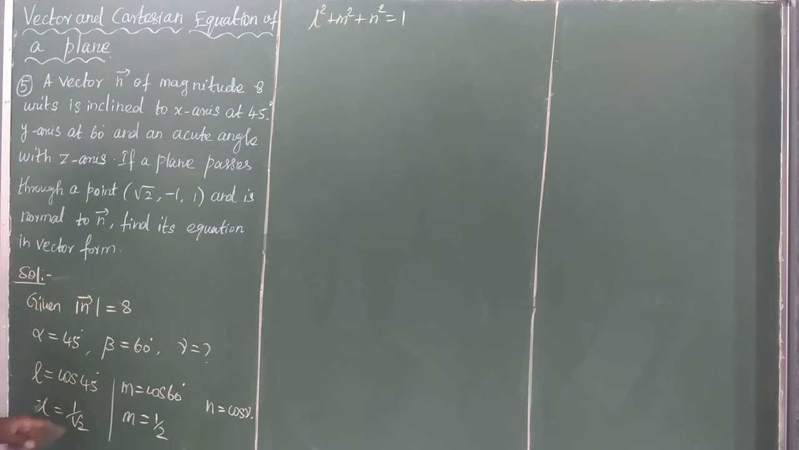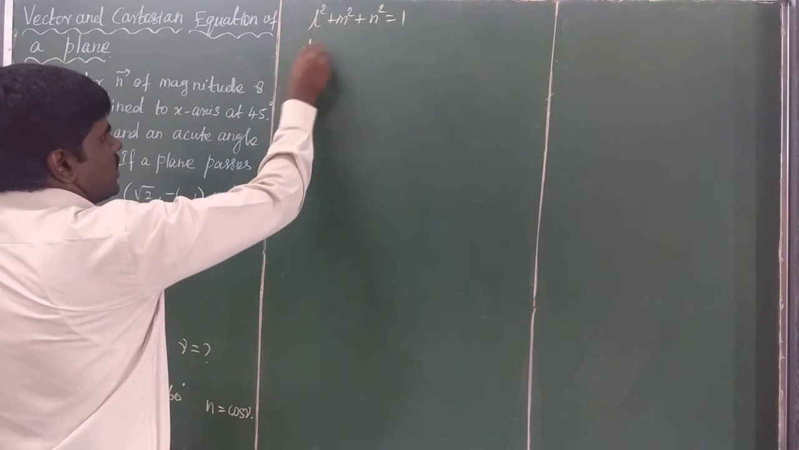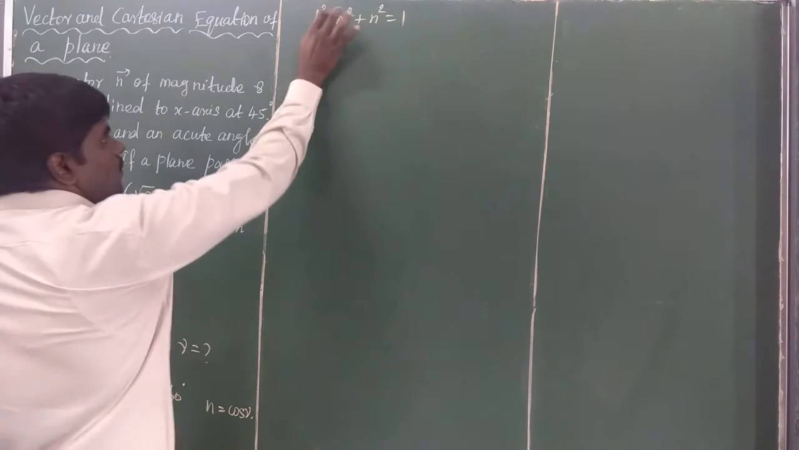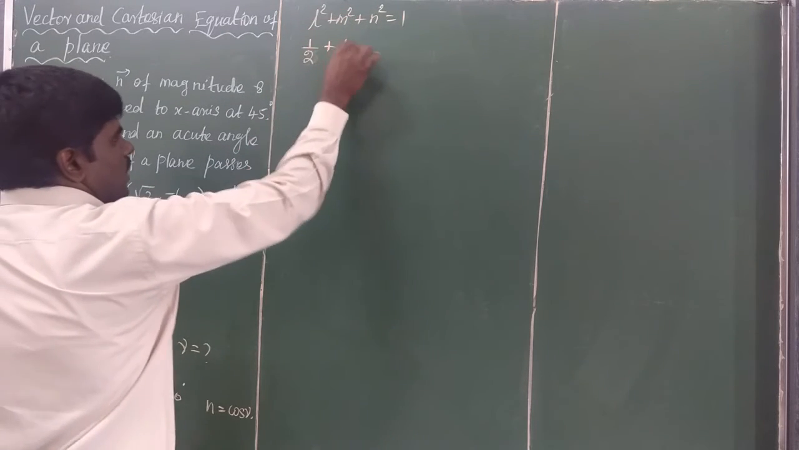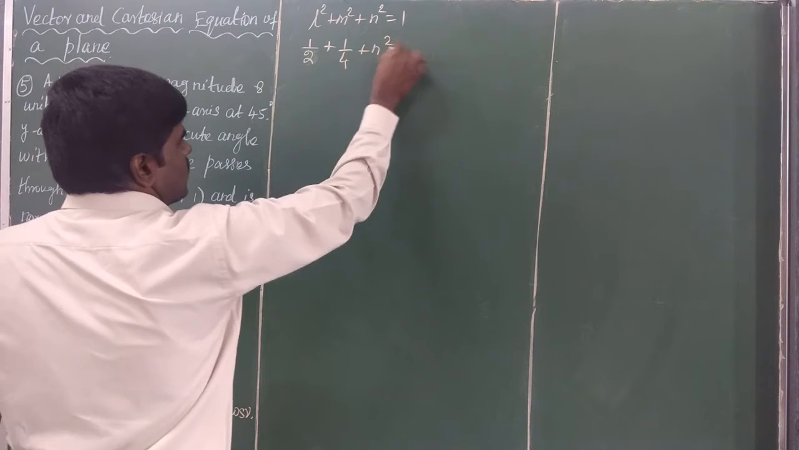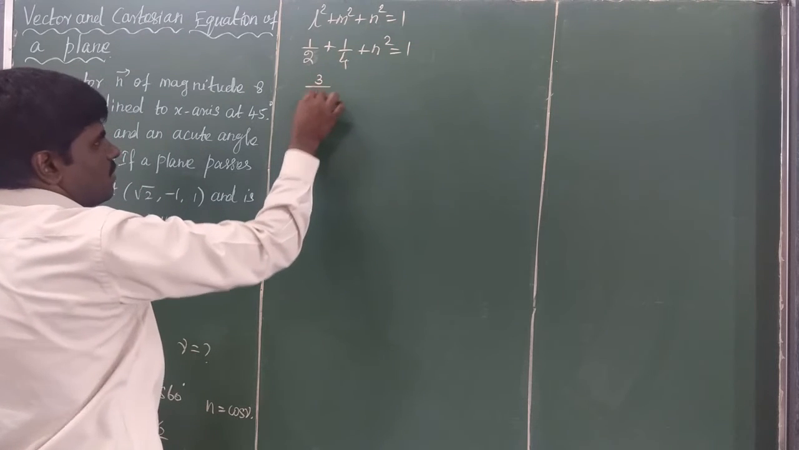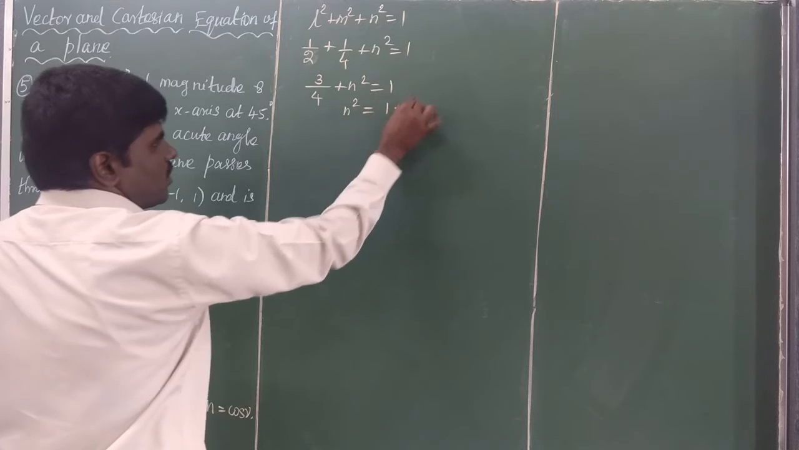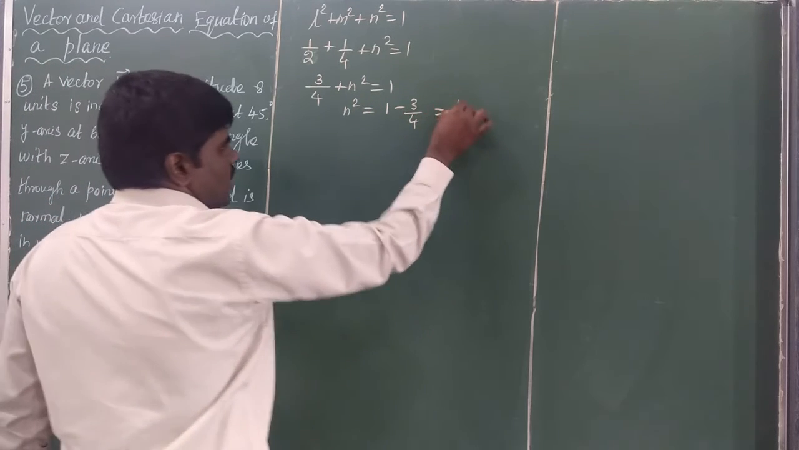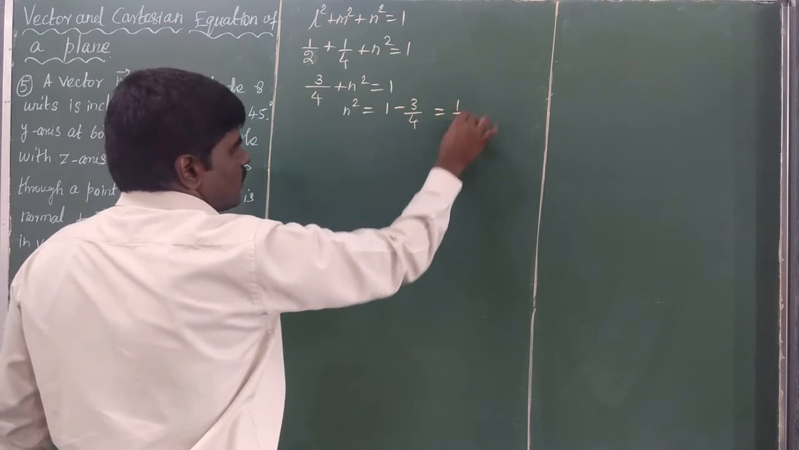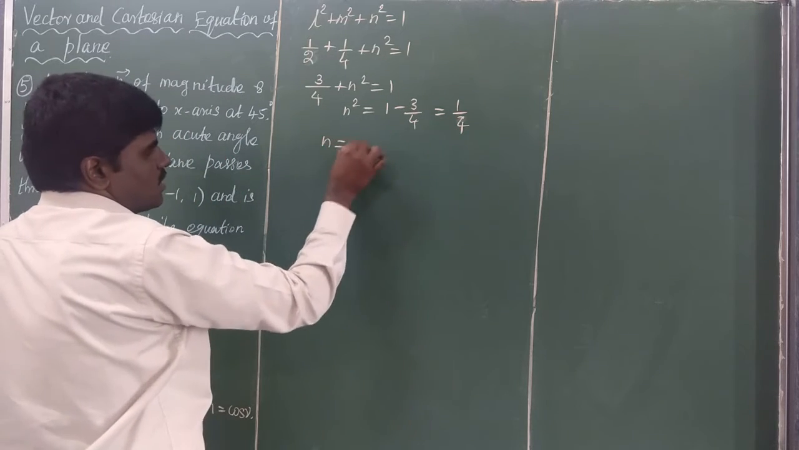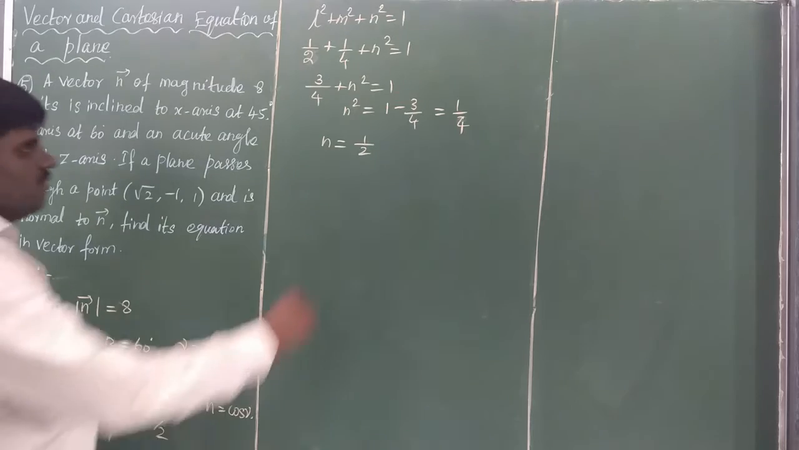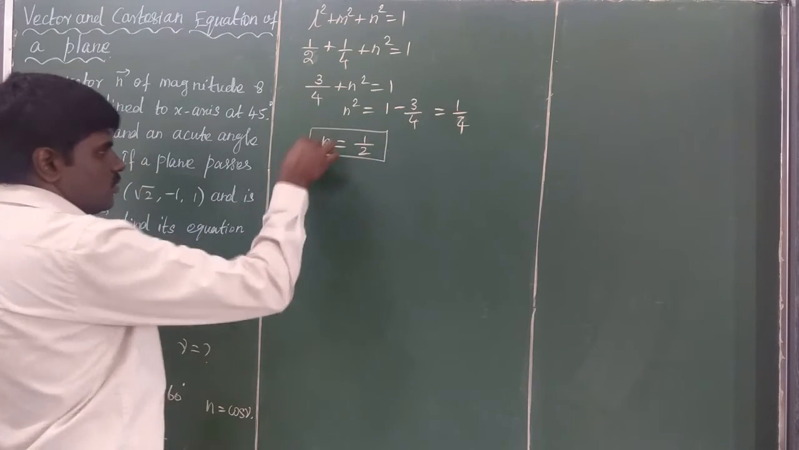So n square, that is the value of 1 by 2, the whole square, that is 1 by 4, plus 1 by 2, plus again 1 by 4, plus n square is equal to 1. That's 3 by 4 plus n square is equal to 1. But here n square is equal to 1 minus 3 by 4, that's the value 1 by 4. I need that value, n is equal to 1 by 2. Is that clear? So the value of n is equal to 1 by 2.